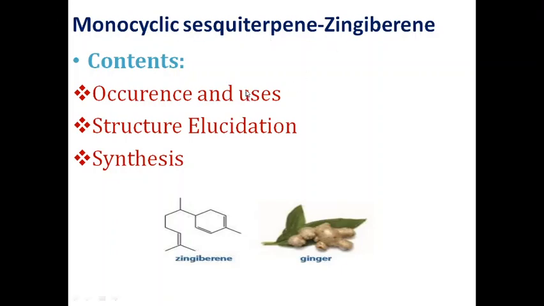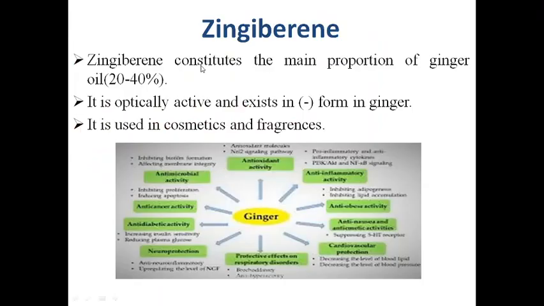We will touch upon the following points: its occurrence and uses, structure elucidation, and finally the synthesis of gingiberine. Gingiberine constitutes the main proportion of ginger oil, in which it is present about 20 to 40%. It is optically active and exists in the levo form in ginger. It is used in cosmetics and fragrances, and it is very important from the medicinal point of view, as you can see in this slide.